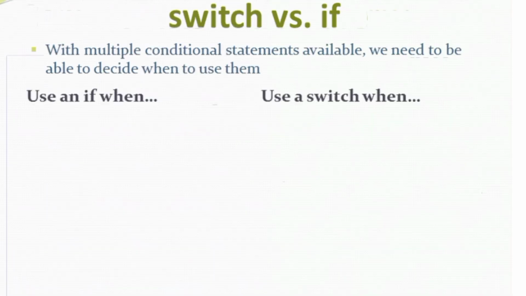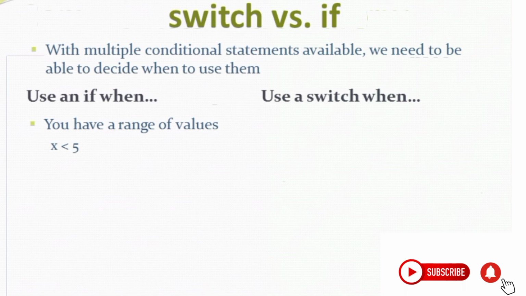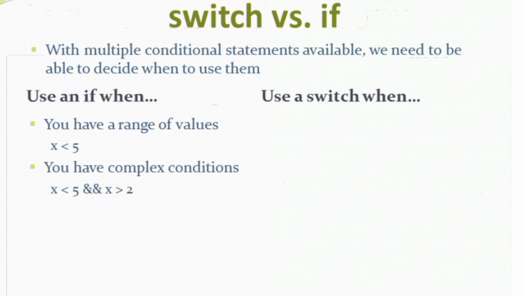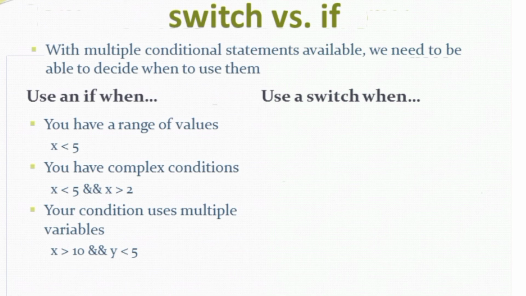So the last thing we need to talk about is when you should use an if structure versus when you should use a switch structure. Always use an if structure when you have a range of values. For instance, if you wanted something to occur whenever x was less than 5. You want to use the if structure when you have a complex set of conditions. So if x is less than 5, but it's also greater than 2. So again, it's within some range of values. Or if you have multiple variables that you need to control with. So let's say you want to do something based on the value of variable x and of variable y.